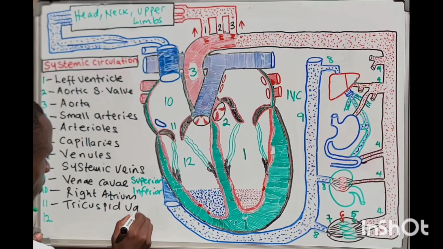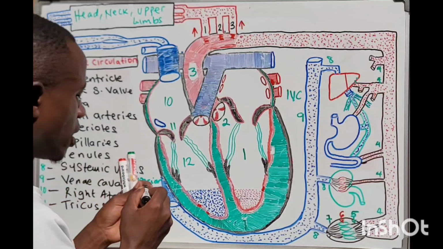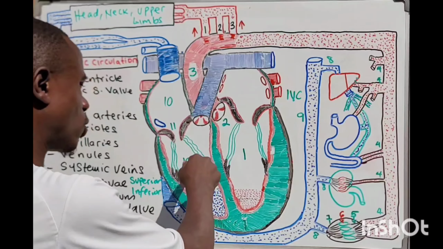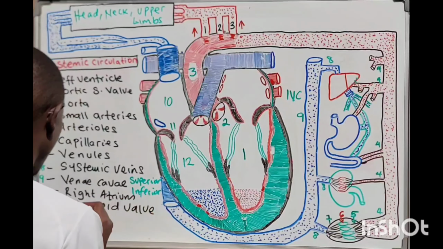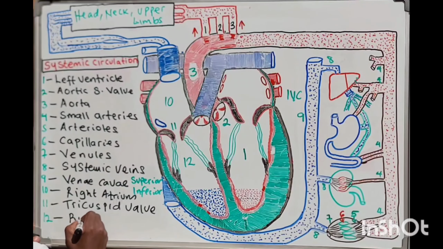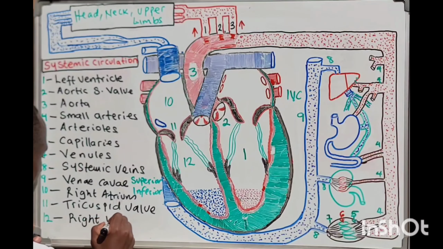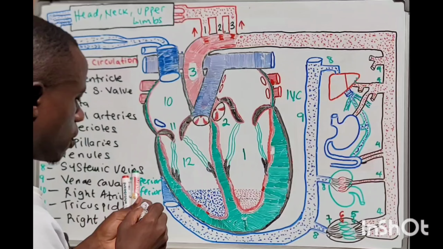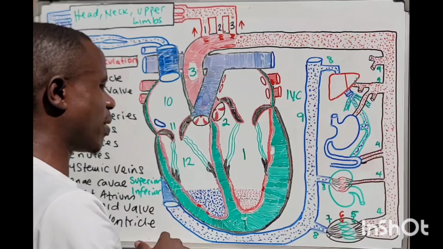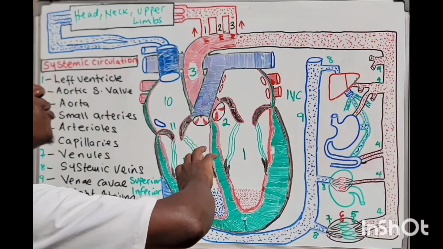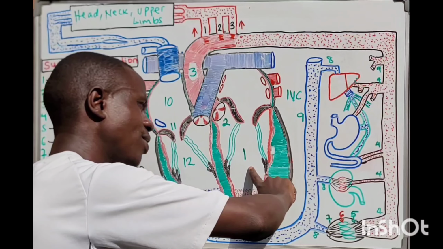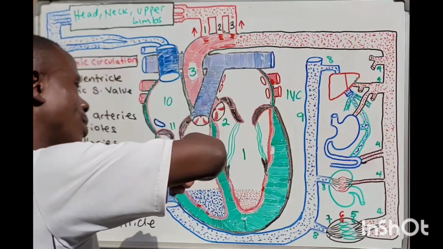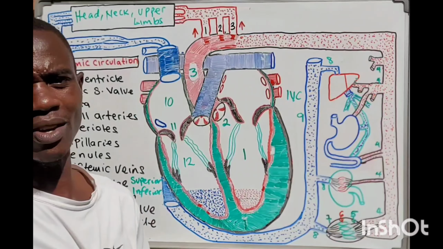tricuspid valve. Once the tricuspid valve opens, we allow the blood to move into the chamber, step number 12, which we call the right ventricle. Once the blood reaches the right ventricle, we have successfully driven it from the left ventricle into the tissues and brought it back into the right side of the heart. And that is what we call systemic circulation.